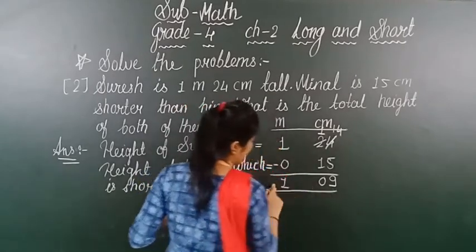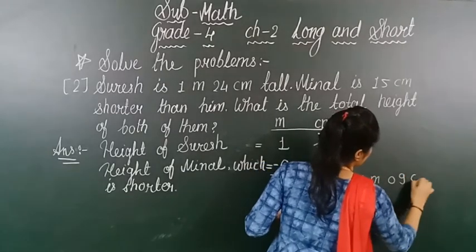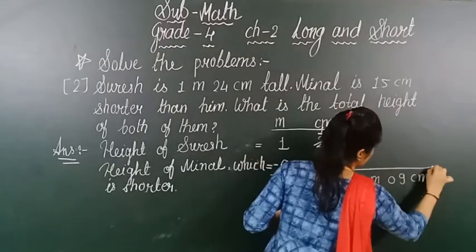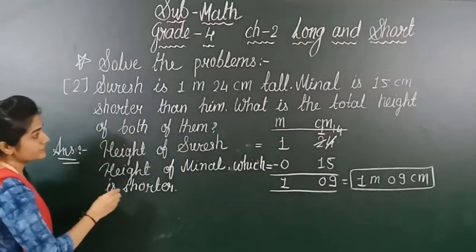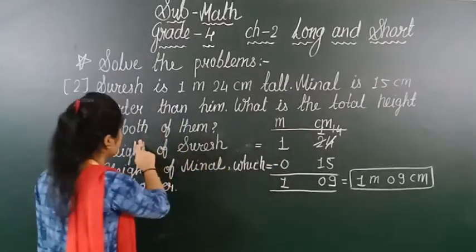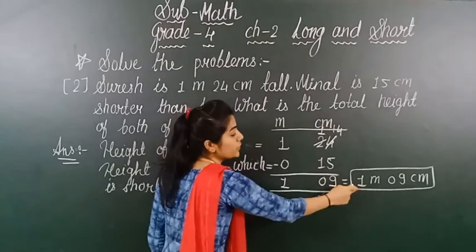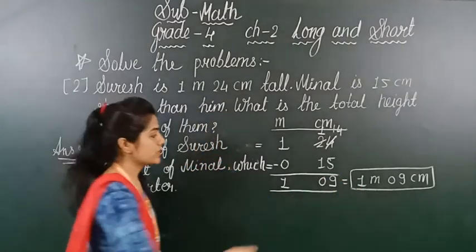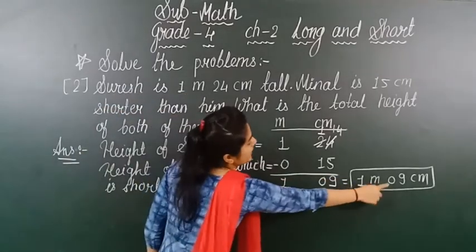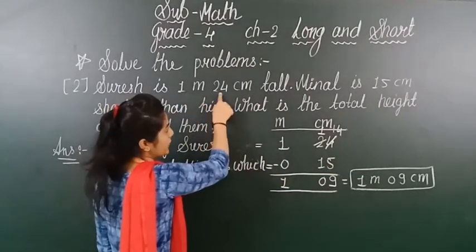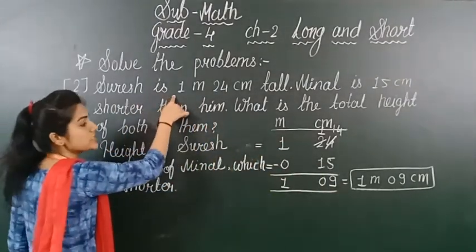So we got our final answer: 1 meter and 9 centimeter. This is the height of Meenal. Now we have to find the total height of both of them. The word total is used here, which means we have to do addition. So first we add this 1 meter and 9 centimeter to this 1 meter and 24 centimeter, because this is the height of Meenal and this is the height of Suresh.